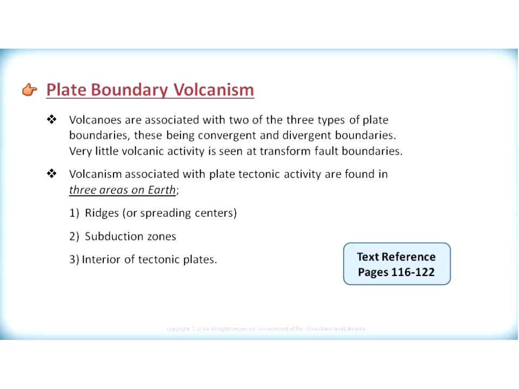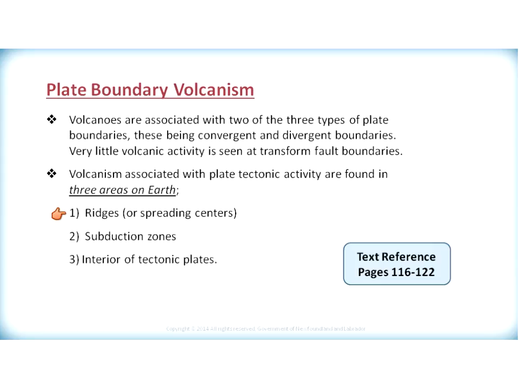When we look at plate boundary volcanism, volcanoes are associated with 2 of the 3 types of plate boundaries, these being convergent and divergent boundaries. Very little volcanic activity, if any, is seen at transform fault boundaries. Volcanism associated with plate boundary activity is found in 3 general areas.